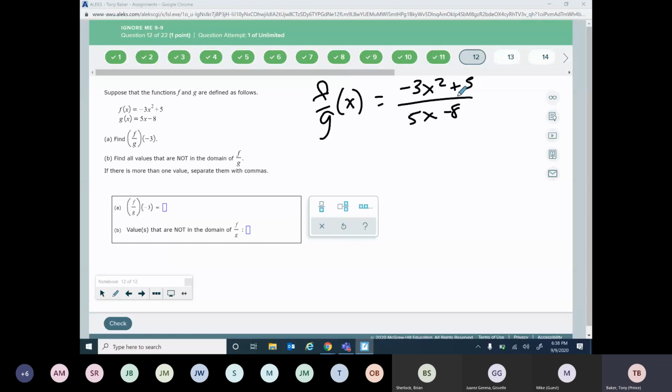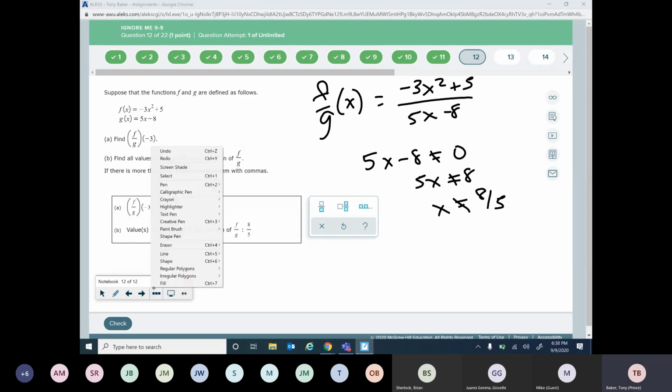So the 5x minus 8 is in my denominator, and that cannot equal 0. So my domain, 5x minus 8, cannot equal 0. So 5x cannot equal 8. So x cannot equal 8/5. Now, notice in this one, they're not asking you to do the set notation and everything else for it, or the interval notation. They're just asking you for what's the value that can't be in it. So in this case, it's just 8/5.